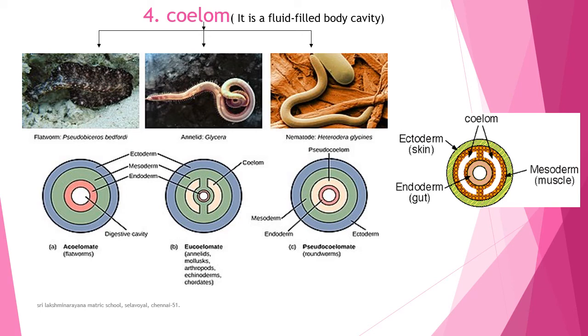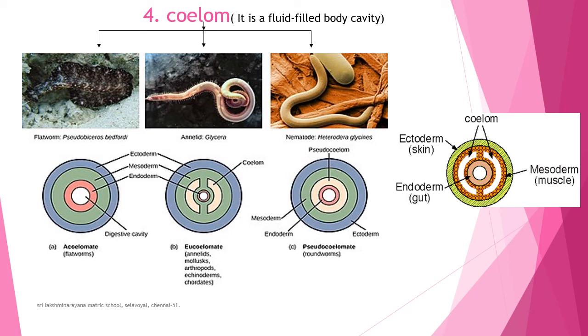Based on the nature of the coelom, animals are divided into three groups. They are acoelomates, pseudocoelomates and eucoelomates, also known as coelomates. First one, acoelomates. They do not have a body cavity. Example, tapeworm.